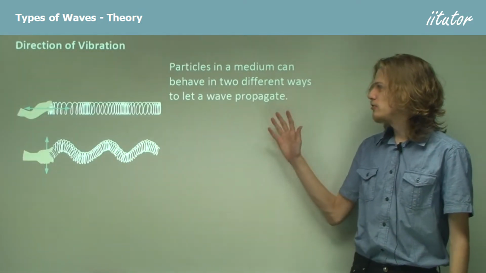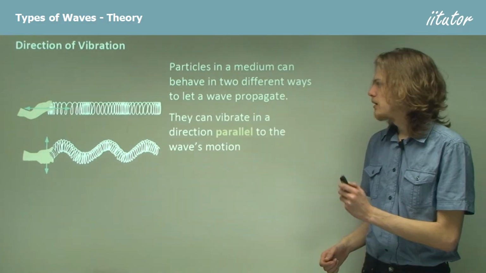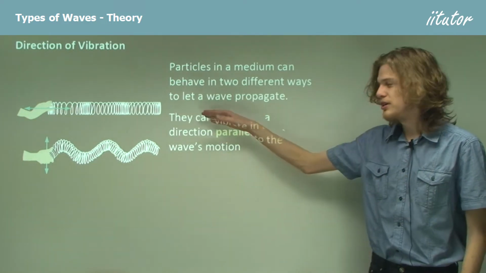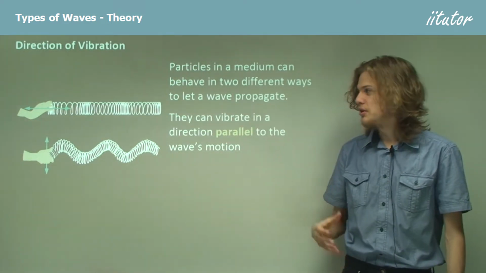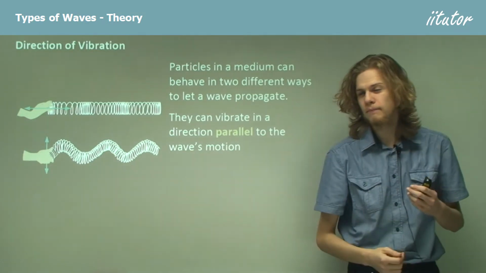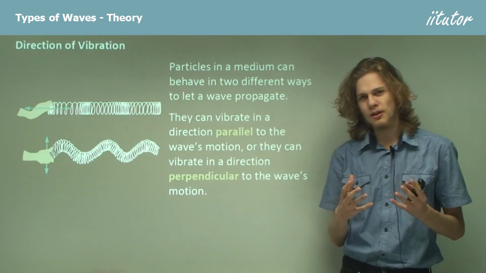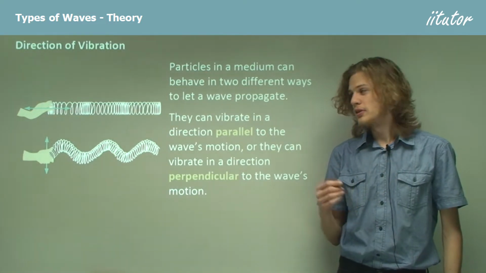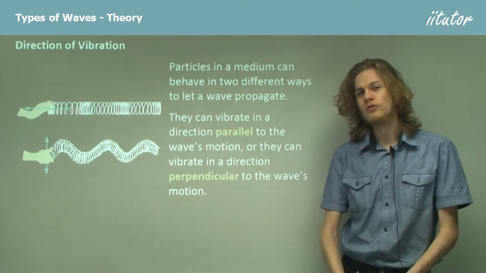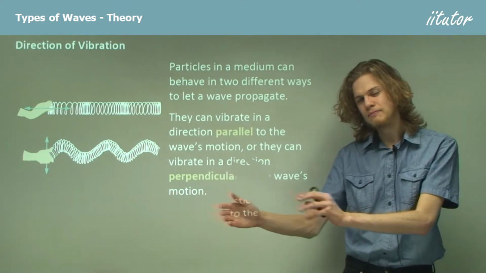It turns out that particles in a medium can behave in two basic ways. They can vibrate in a direction parallel to the wave's motion, which we can see on the top here. So we can see that the rings of the slinky are moving in the same direction as the wave is propagating. Or they can vibrate in a direction perpendicular to the wave's motion. So in this case, we can look at the bottom picture. We can see that the rings of the slinky are moving up and down, despite the fact that the wave is traveling in the other direction.